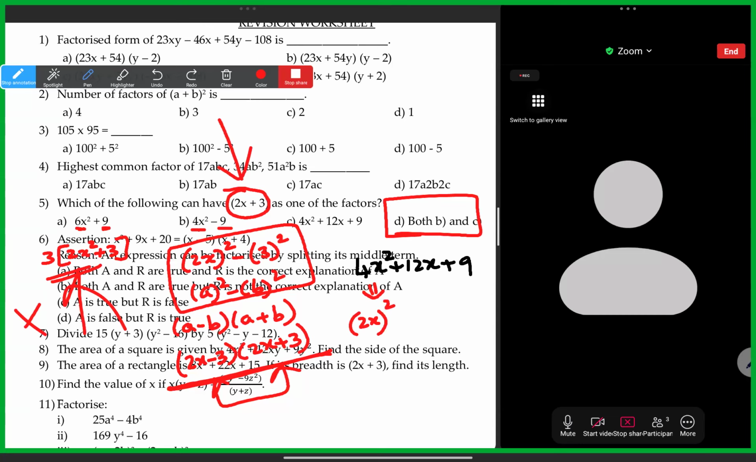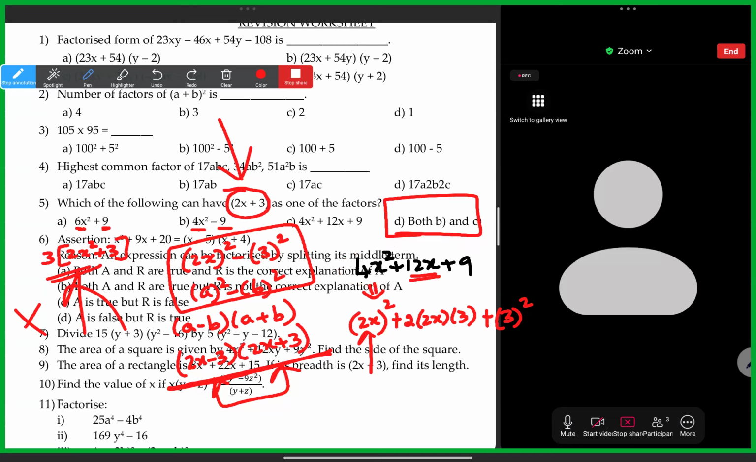Yes. Because (2x) whole square is 2x into 2x, 4x square only. Then this plus 9, I'm writing as plus 3 whole square. Then in the middle, what I'll do is 2 into 2x into 3. I'll write it and check whether I'll get 12x or not. 2x and 3: how I got this 2x is this, 3 is this. I'm just writing this in the a square plus 2ab plus b square form and checking whether this will come or not.